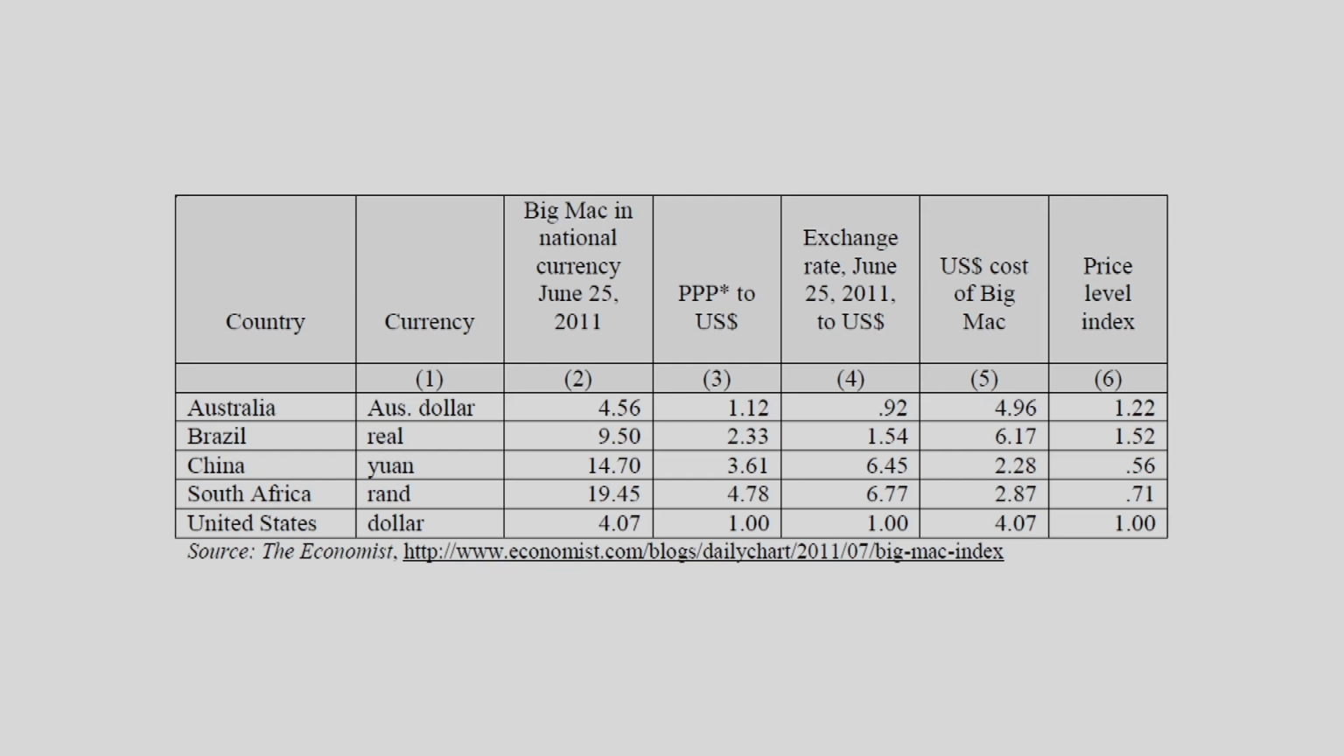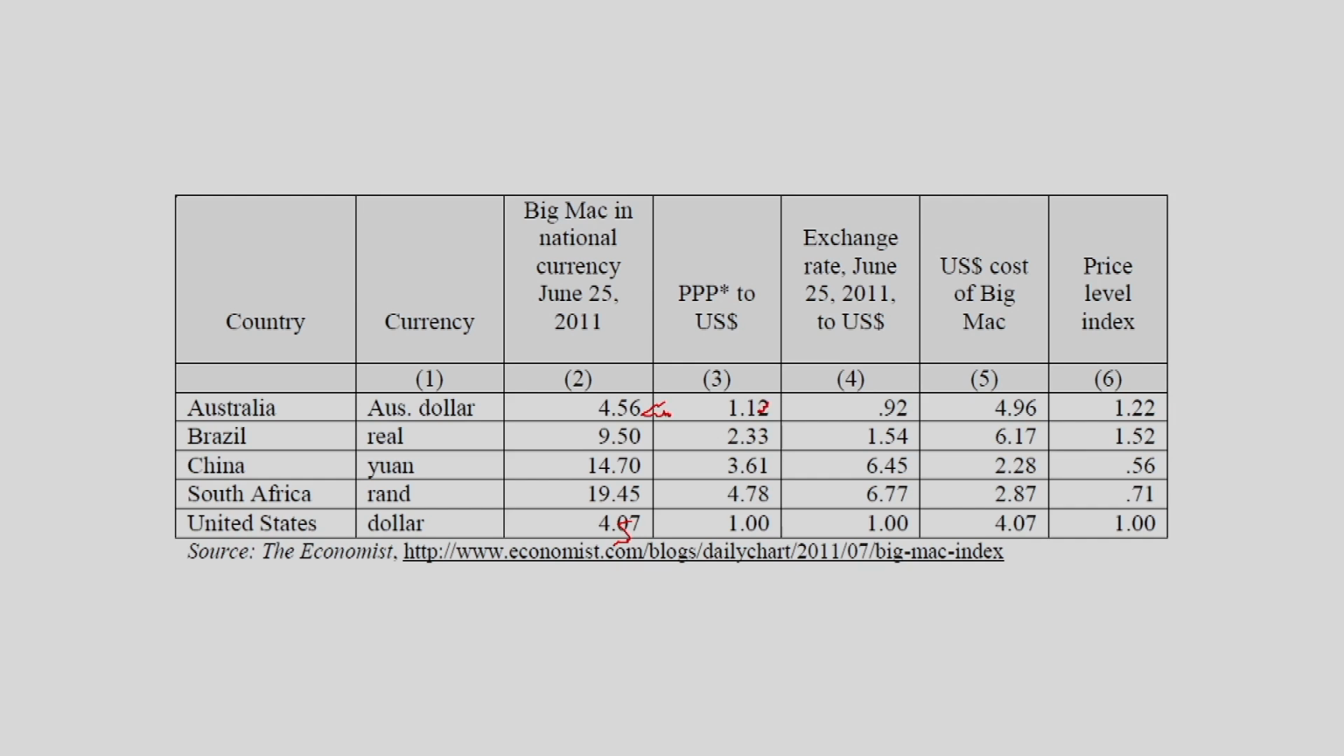The PPP between Australia and USA for a Big Mac is the price paid in Australia in its national currency divided by the price paid in USA. So it is 4.56 divided by 4.07, which is 1.12. What does this mean?